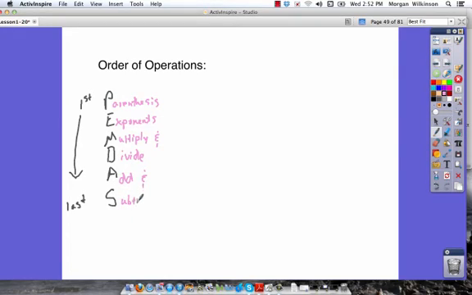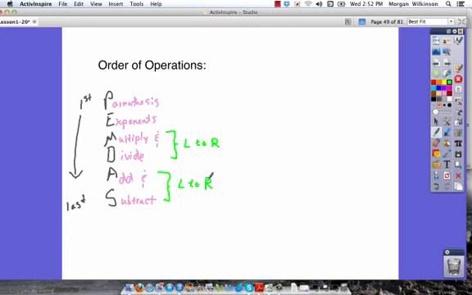Now, addition and subtraction, multiplication and division, those are special because if you have both multiplication and division, you work from left to right. L to R, left to right. And if you have both addition and subtraction, you work from left to right.